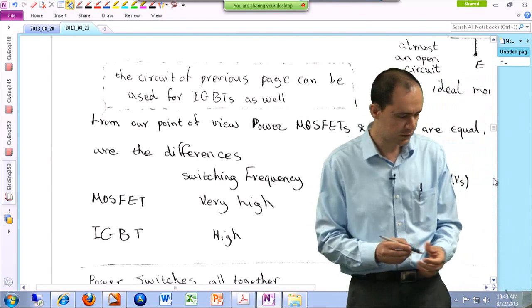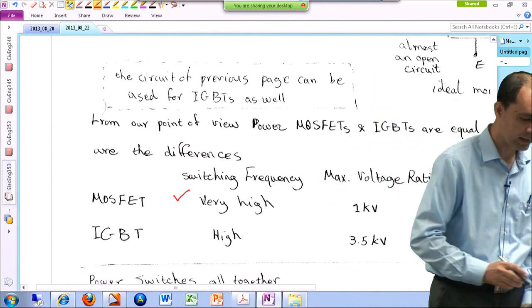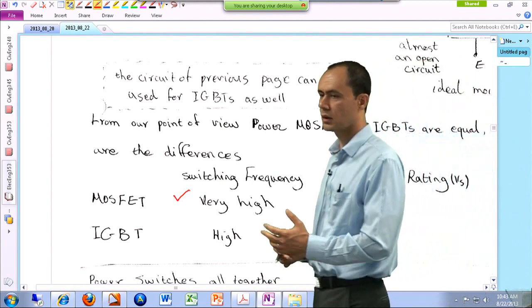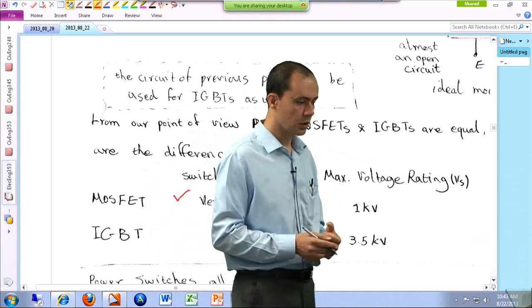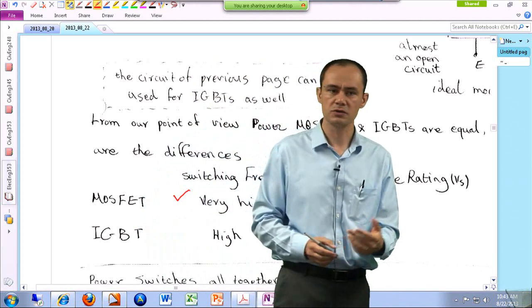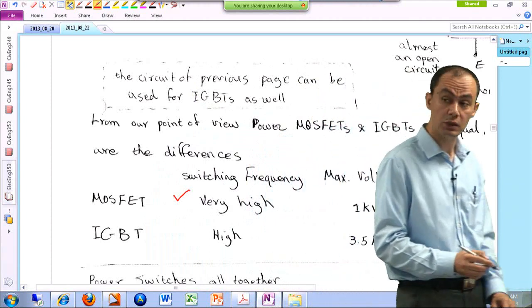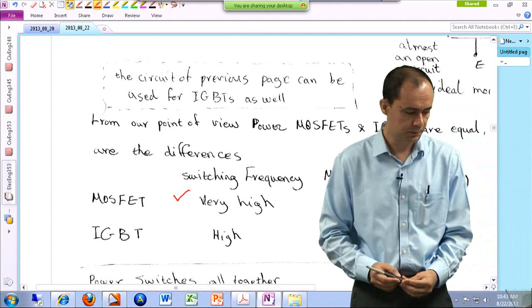In terms of switching frequencies, MOSFETs are faster devices, so they can handle higher switching frequencies like 100 kilohertz, 200 kilohertz, 500 kilohertz, maybe 1 megahertz. But IGBTs are not that fast, so they can handle maybe 10 kilohertz, 50 kilohertz, maybe 100 kilohertz. So in terms of switching frequency, MOSFETs are faster.